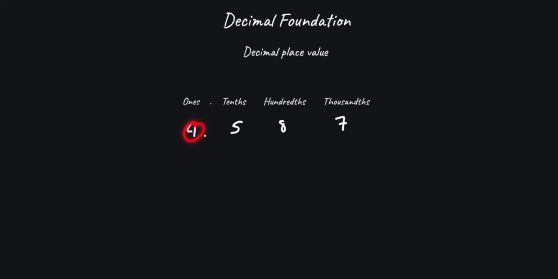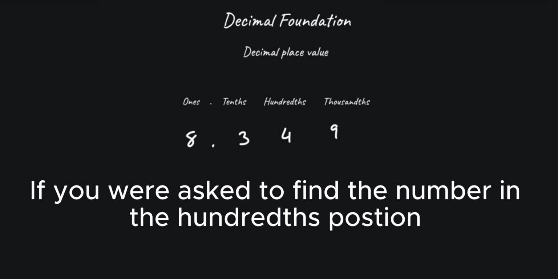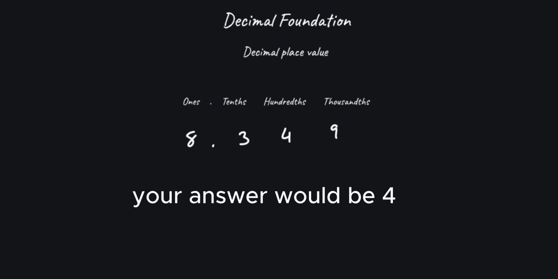Let's now look at the place values of these numbers. So 4 is in the place of ones, 5 in the place of tenths, 8 in the place of hundredths, and 7 in the place of thousandths. And this is what your answer would be. 4 are ones, 5 are tenths, 8 are hundredths, and 7 are thousandths. So those are the place values for those numbers. How about 8.349? In this case, 8 is ones, 3 is tenths, 4 is hundredths, and 9 is thousandths. If you're asked to find the number that is in the hundredths place, it would be 4, right?